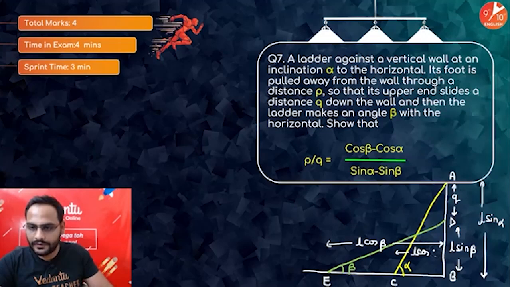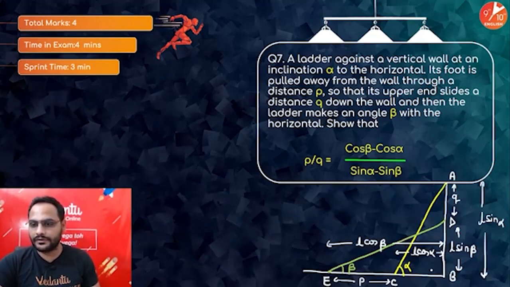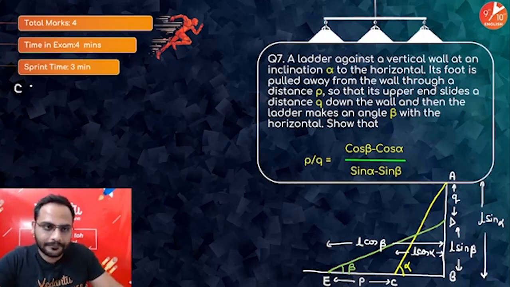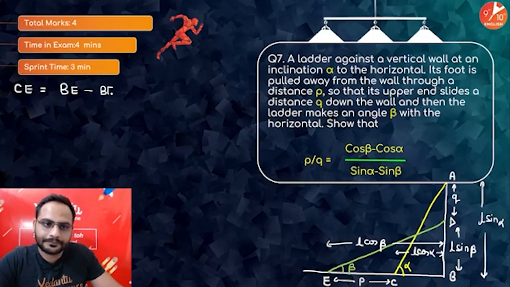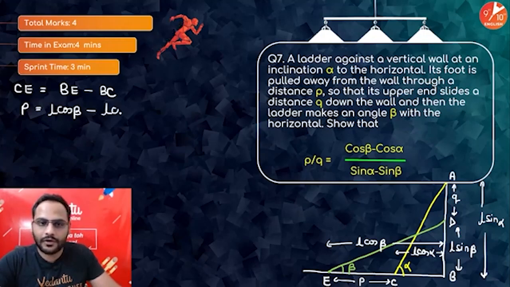Cos alpha, where this is your distance P. Correct? BC is L cos alpha and BE is L cos beta. Here you can see, from the diagram, guys, can you see that this length CE, look at the base, CE will be equal to BE minus BC. CE is nothing but P. P is equal to BE, BE is what? L cos beta minus L cos alpha.